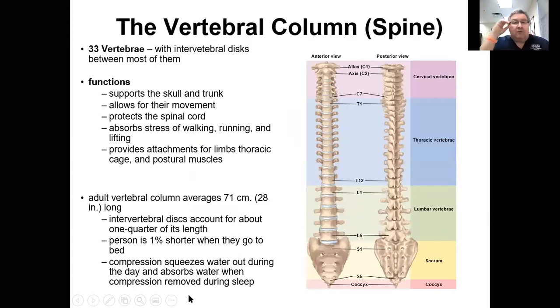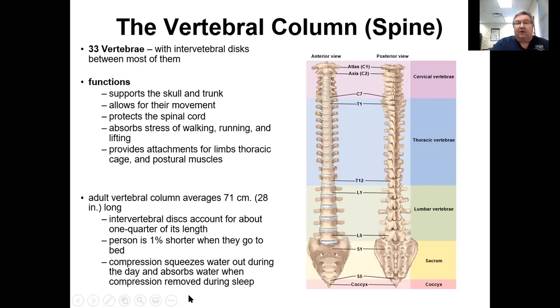All right. So the next part is the vertebral column. Again, there are 7 cervical, 12 thoracic, and 5 lumbar. There's also 5 sacrum and 4 coccygeal, and that's what adds up to the 33 vertebrae.